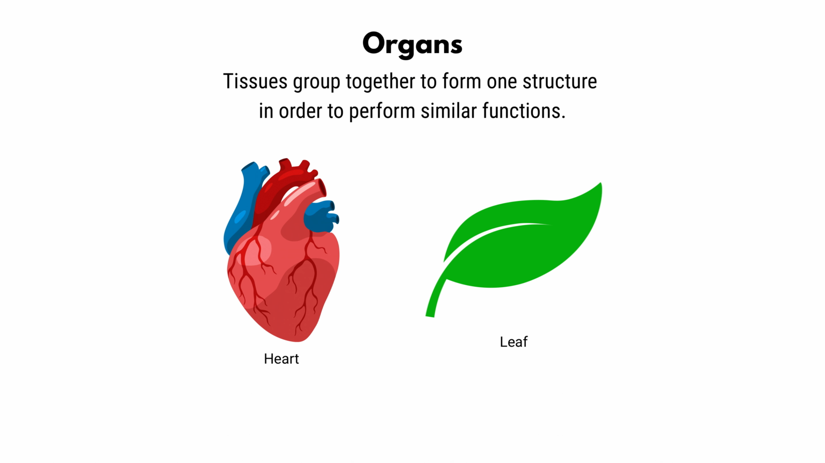Of course, now we need to talk about the organs themselves. Organs, as I said before, are a group of different tissues that form a singular unit, one structure, in order to perform a common or similar task. I'm sure you probably already know about organs a lot, but some examples are the heart, the lungs, and the stomach. There are also organs in plants, like the root, the stem, the leaf, and even the flower.